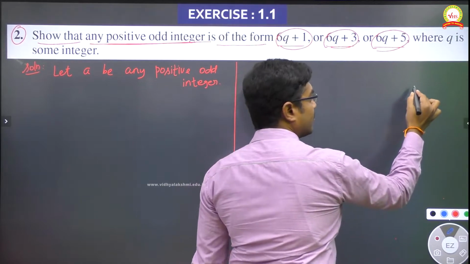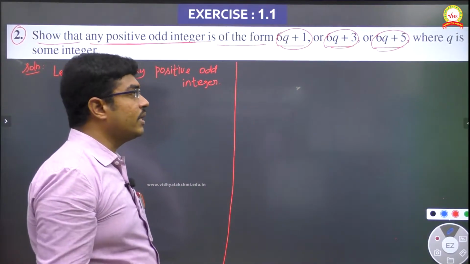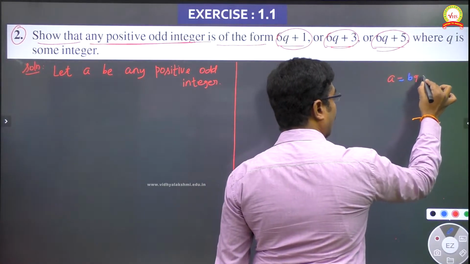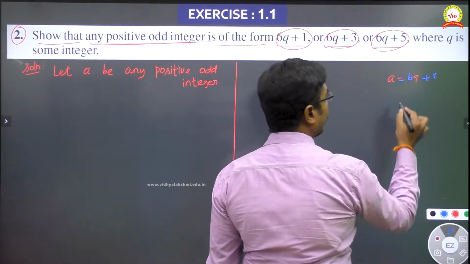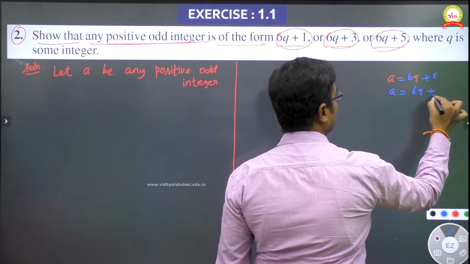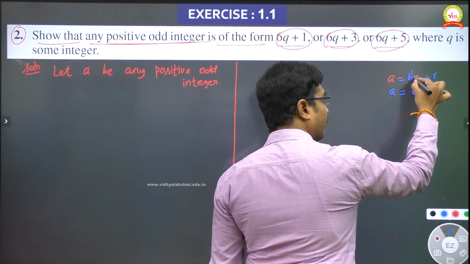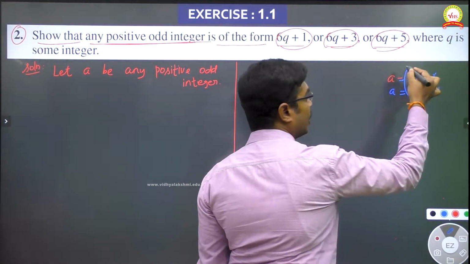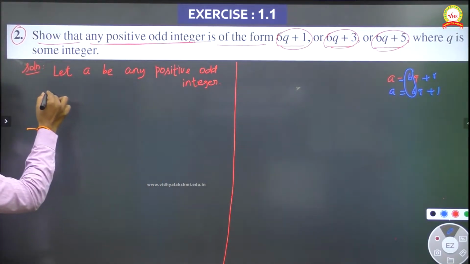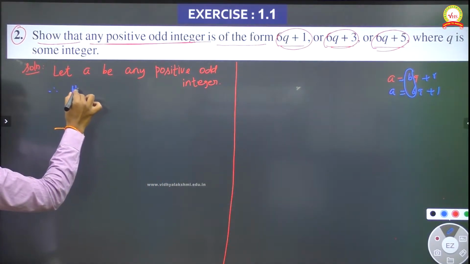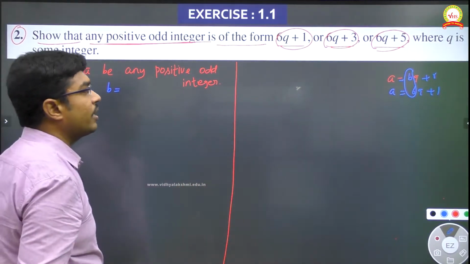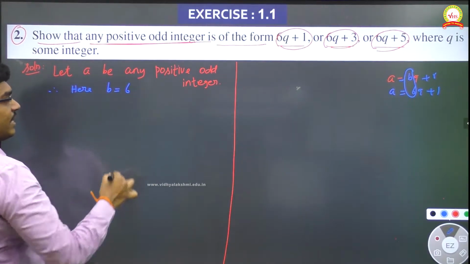Next, here the question is of the form 6q plus 1 or 6q plus 3 or 6q plus 5. See this, what is the Euclid division lemma? a equals bq plus r. So compare this, a equals 6q plus 1. So see this, what is the value of b? 6. b is the divisor, my dears. Yes or no? Already you know very well. So write here b equals 6. 6 is the divisor.